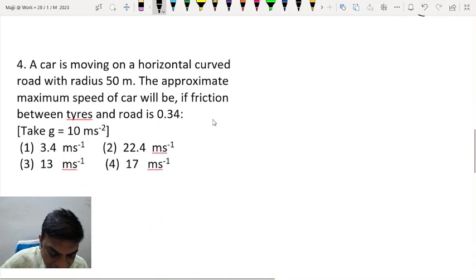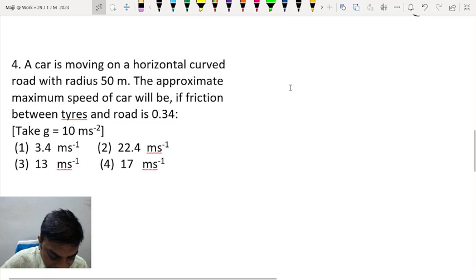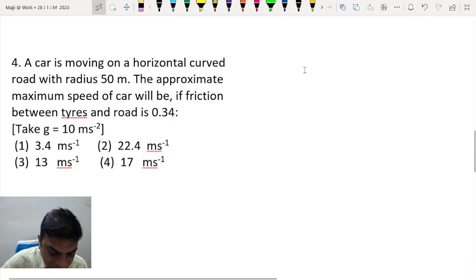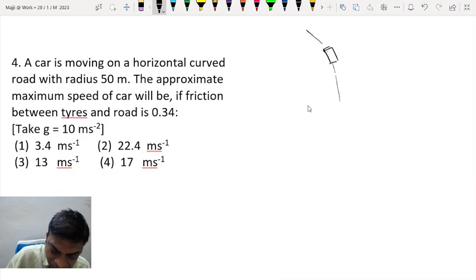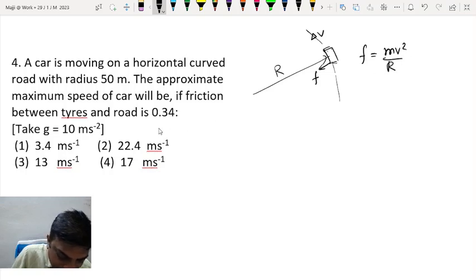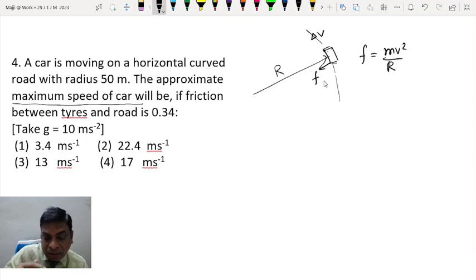A car is moving on a horizontal curved road with radius 50 meters. The approximate maximum speed of the car will be, if friction between tires and road is? Suppose this is the car, the top view. It is going along a circular track of radius r with a speed v. Then you know that the required centripetal force will be provided by friction. And if we have to limit the speed, then the car should be on the verge of slipping, on the verge of sliding.